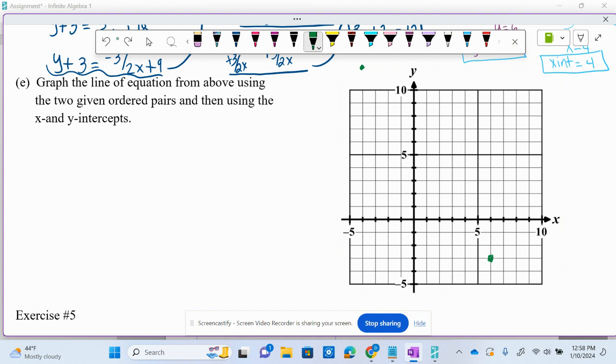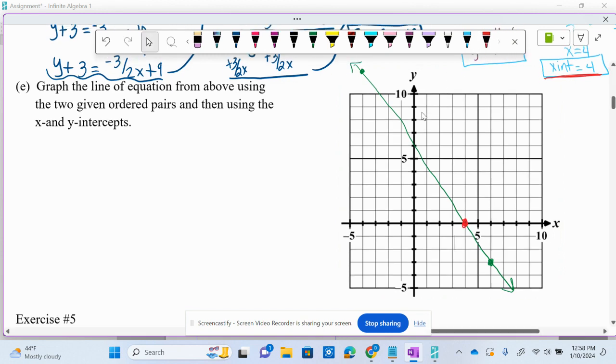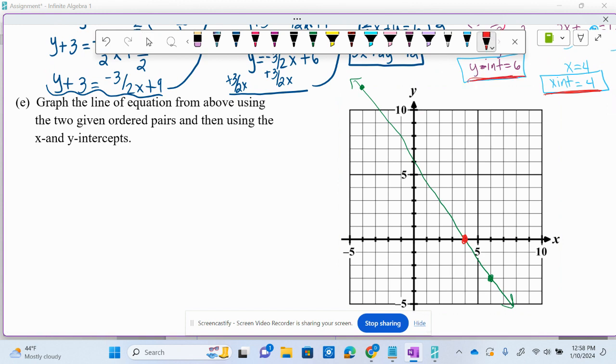I'm going to just do my very best to draw a line that connects them. It's kind of hard to do that when you aren't all the way on your graph, but that's the line, right? If I were to put a ruler up there, it'd be a little bit better, but that's the line from the two ordered pairs that we were given at the beginning of the problem. But we just discovered the x and y intercepts. This crosses the x axis at 4, and it crosses the y axis at 6.